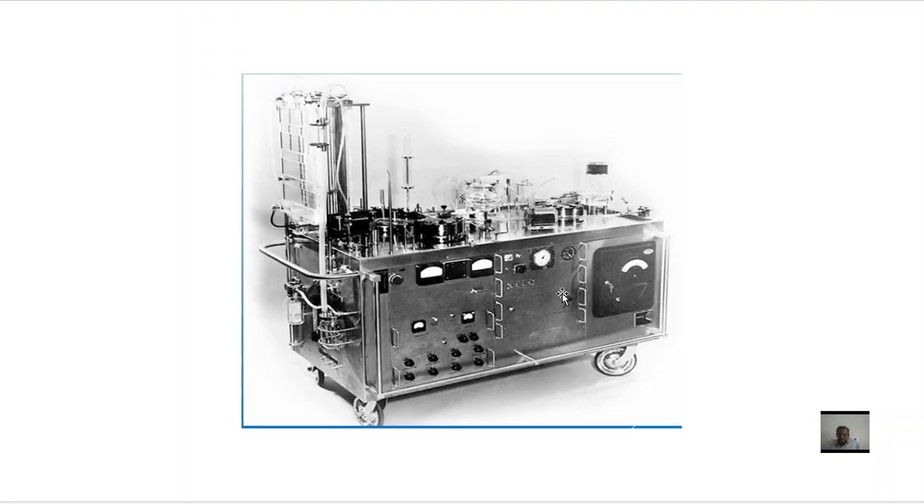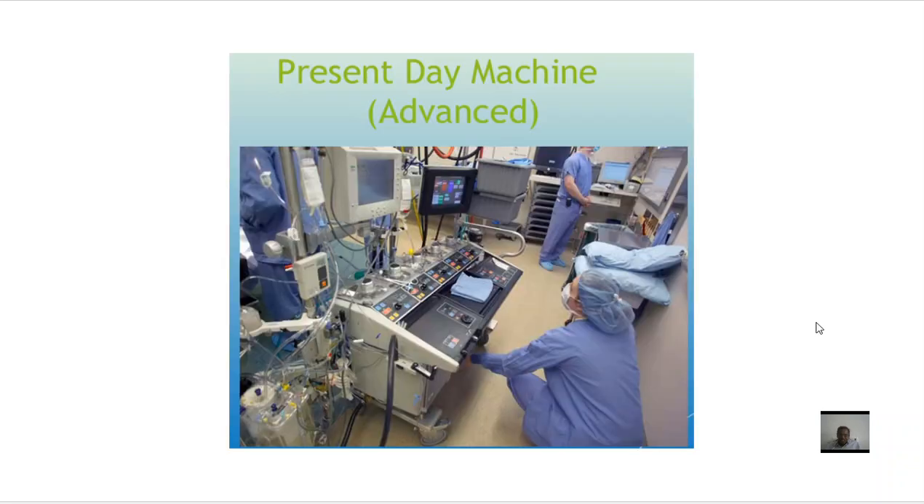So this is the diagram of the olden days heart-lung machine, which was used by Dr. Gibbon. Okay, this is the heart-lung machine, once upon a time, the olden version of the heart-lung machine. Nowadays we are using a very advanced model that we can see in this diagram. So this is the advanced present day machine.